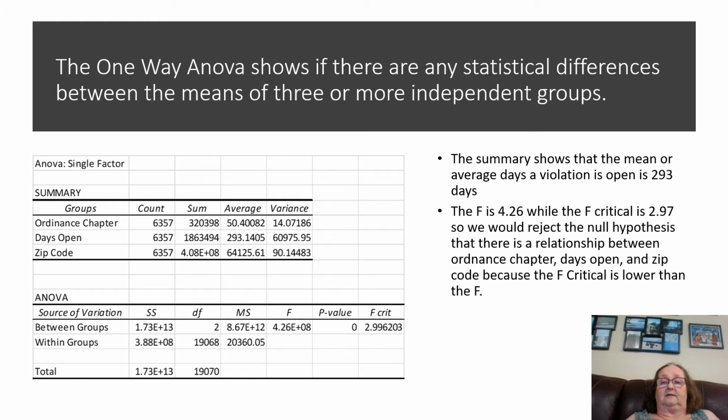The summary shows that the mean or average days a violation is open is 293 days. The F is 4.26, while the F critical is 2.97. So we would reject the null hypothesis that there is no relationship between ordinance chapter, days open, and zip code, because the F critical is lower than the F.